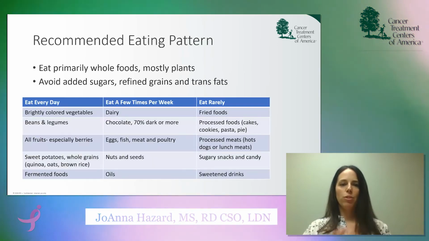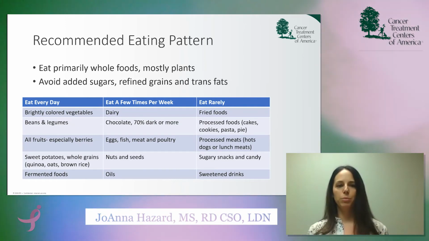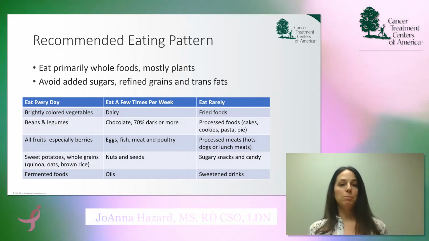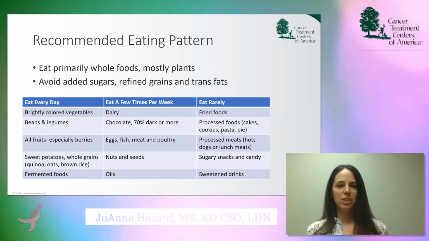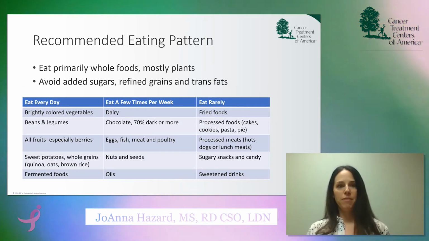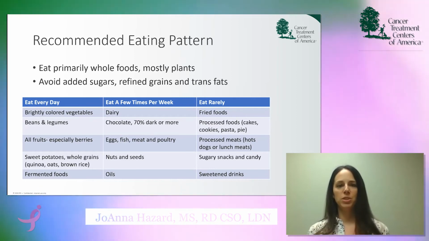So I have for you a recommended eating pattern based broadly on some of that stuff I've gone through briefly. I want you eating primarily a whole foods diet, mostly plants. Doesn't mean I want you to be vegan or vegetarian, but I want to see fruits and vegetables in your life. You may have heard of the 5-a-day campaign, where you're supposed to eat 5 servings of fruits and vegetables every day.